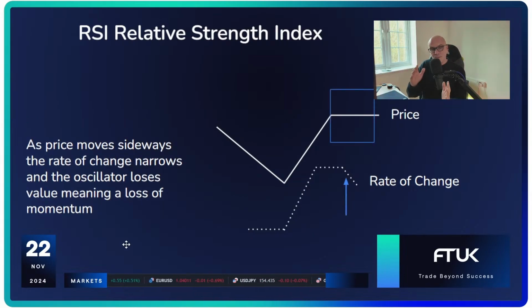And finally, as well, when price then starts to move in a sideways direction itself, the third state is basically the rate of change again starts to narrow, and then momentum starts to drop off, and you'll see the indicator start to ease off and move to the downside. That is basically it. That's the core of how the RSI is working.